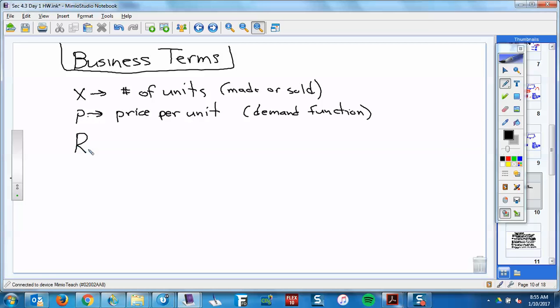Okay, capital R is your revenue, which is usually X times P. That is the money coming in. So if you sell 1,000 items and they're $2 a unit, then you've got $2,000 in revenue. Just X times P. That's the money coming in.